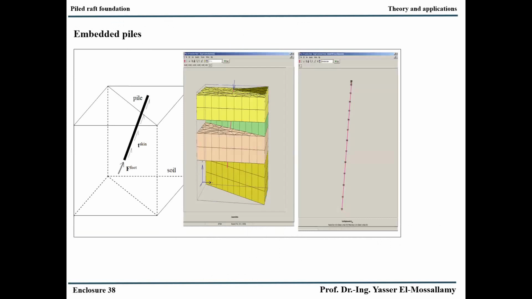The idea was very simple: we model the piles as fictitious beam elements, connected to the surrounding soil with fictitious springs, and then we can model it in a very simple and efficient way. Then we can model a very complex structure with a reasonable number of elements, and in a reasonable time as well.